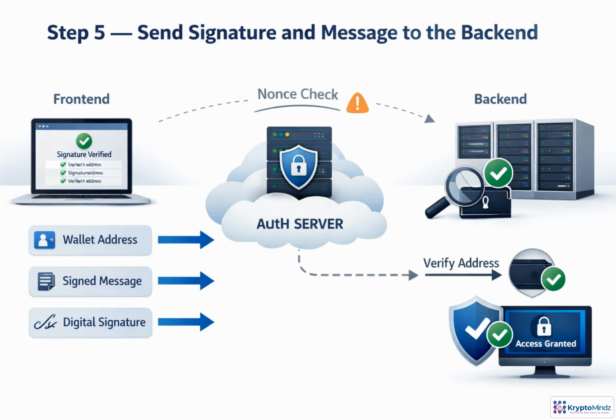After signing, the front-end sends three items to the authentication endpoint: the claimed address, the original message, and the signature. This is a trust boundary. The backend must not accept the address just because the browser provided it. It checks the nonce, verifies the signature, and confirms which address actually signed the message. Only after that confirmation should the application treat the user as authenticated.